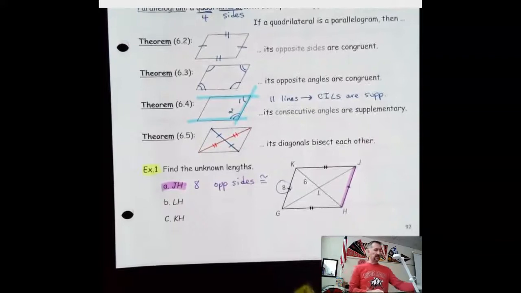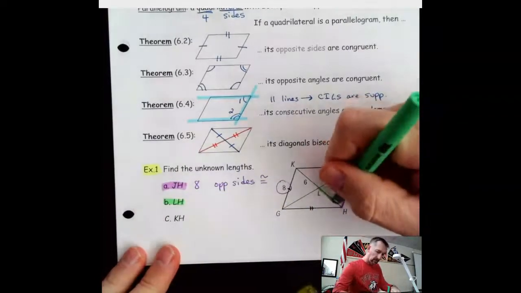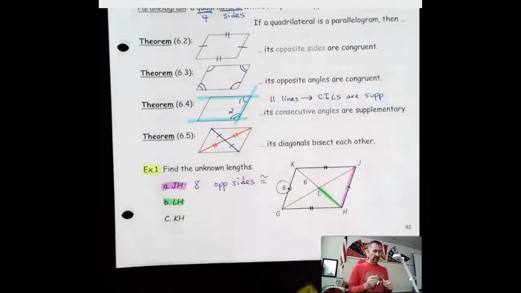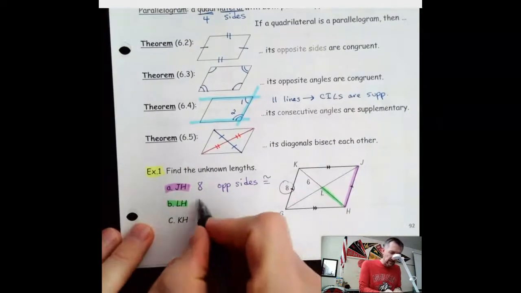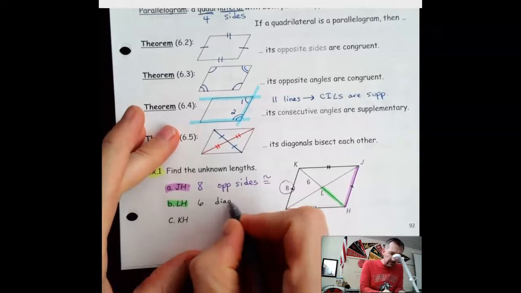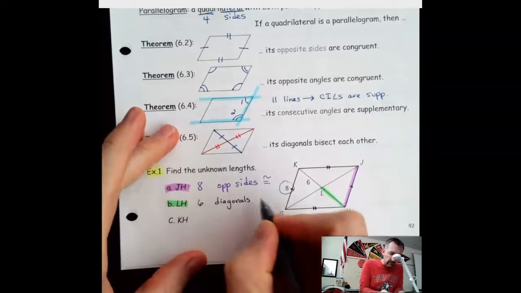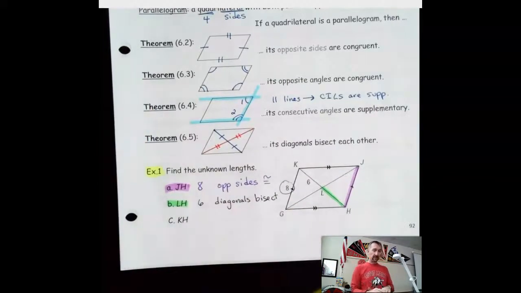Okay, what about LH? LH is right here and right there. Well, I think that last one covers that. So that says that the diagonals bisect each other. So that's going to be 6. And that's because the diagonals bisect in a parallelogram. All right, and last one here, KH.